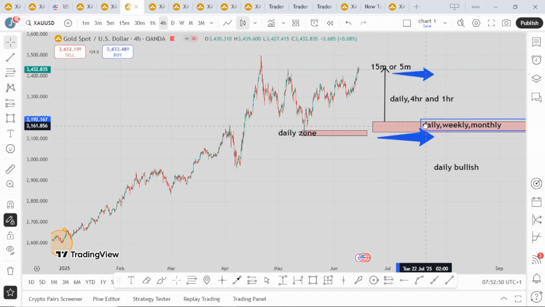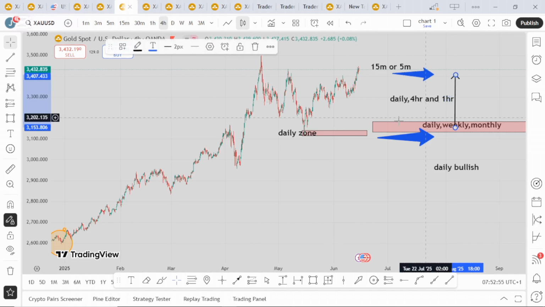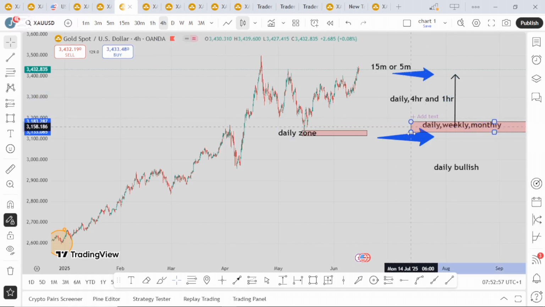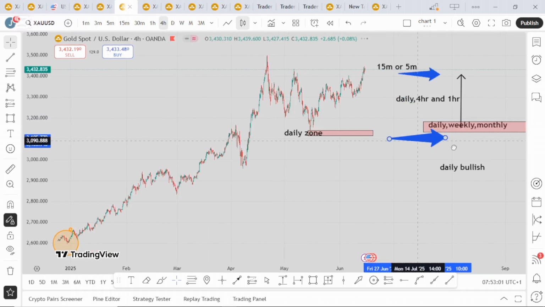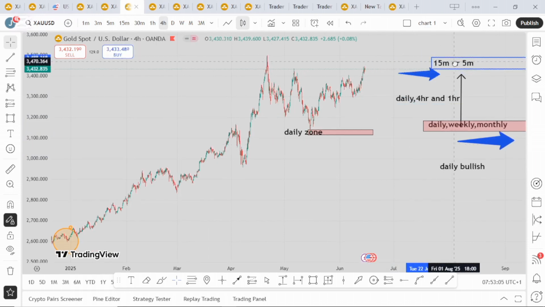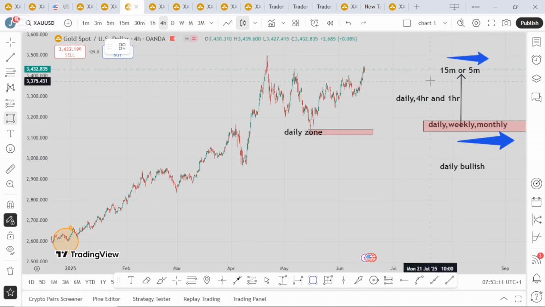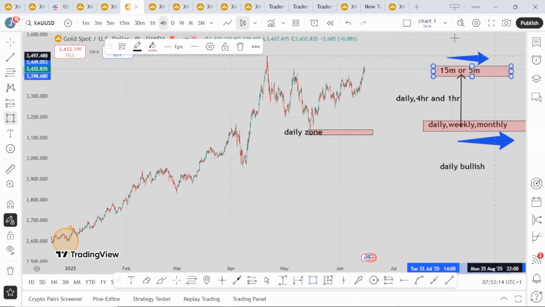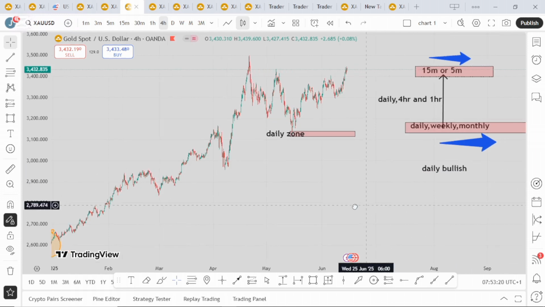I'm shifting my guys here. I'm leaving it, guys, so that it will still be here for you. It's still here. I'm not taking it off, guys. It's still here for you. So our daily zone is bullish, as we have said.